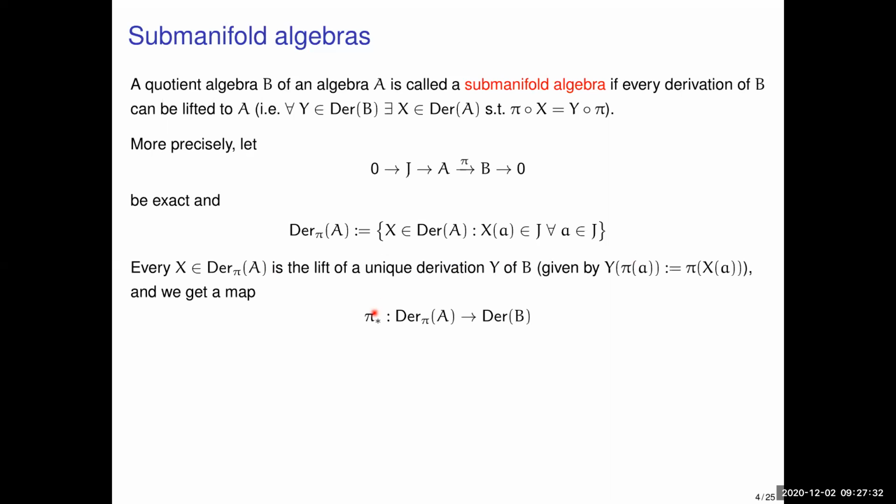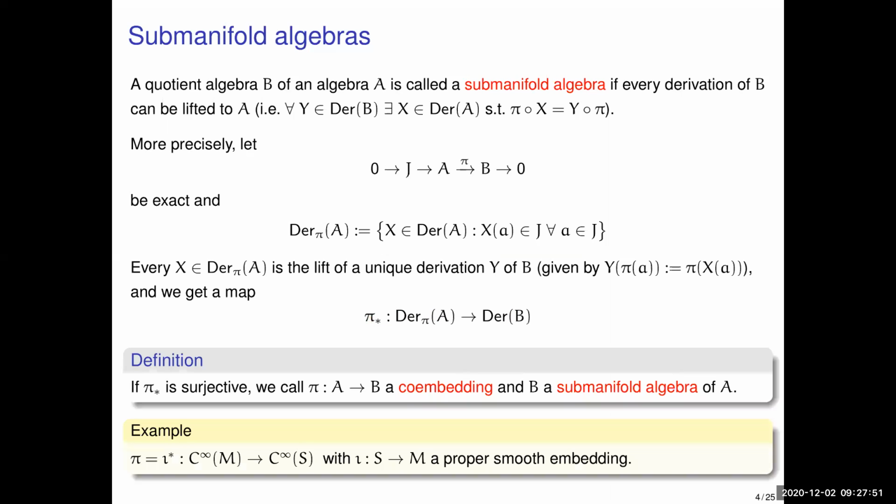And you have a map, so the association to such an X of such a Y gives you a map that I denote with pi and a star below, from these projectable derivations to derivations of B. And okay, so now you can rephrase this notion of submanifold algebra. You can say that if pi star is surjective, so if every derivation of B is in the image of this kind of push forward, then B is called a submanifold algebra. And I will also call pi a co-embedding.